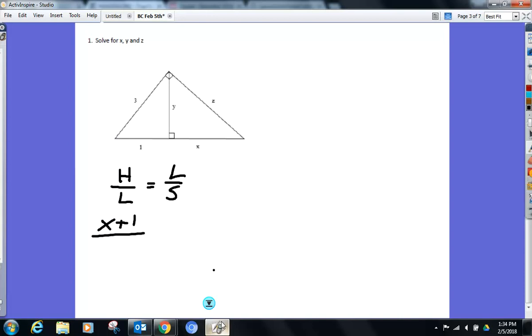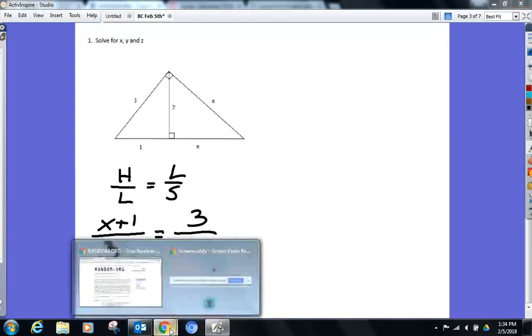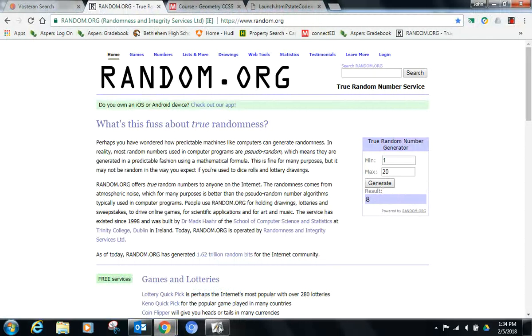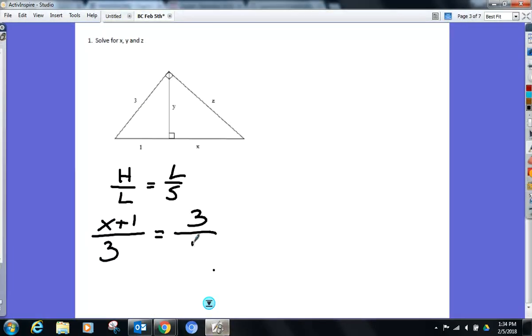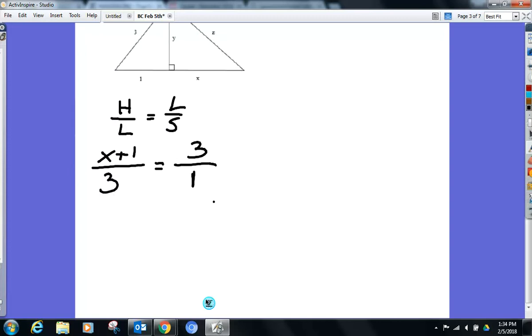What leg do I want to use? 3. And if I choose 3, I also have to pick 3 for the other leg. The means are the same. What segment is adjacent to the leg of 3 now? 8. 1. There you go. That's how I can solve for x. And this isn't bad at all, huh? X plus 1 equals 9. X equals 8. So there's x.